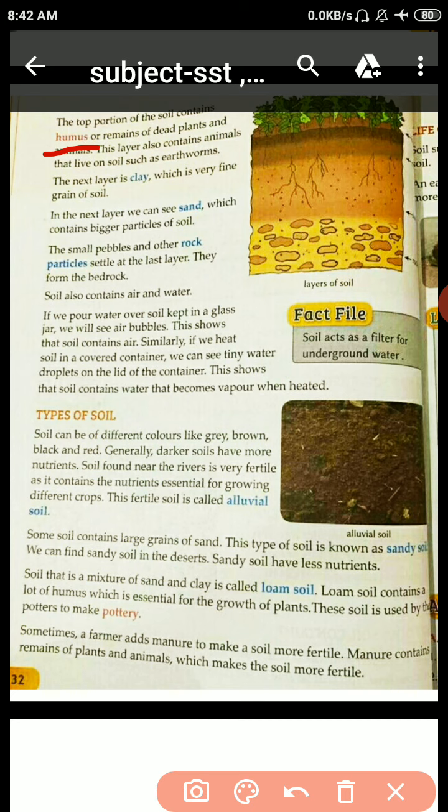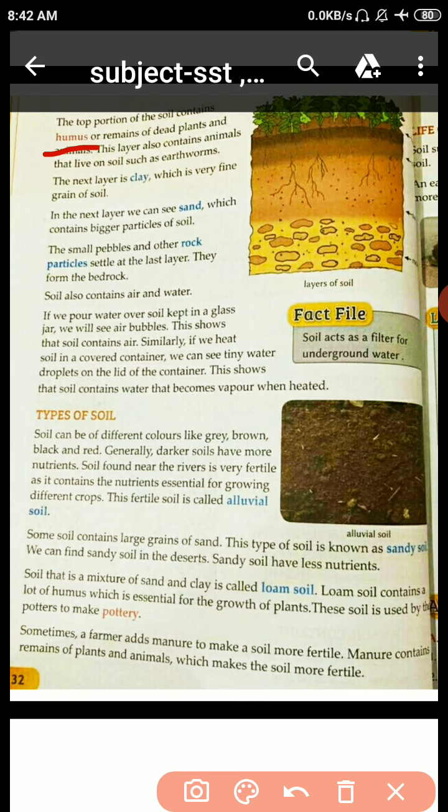And students, you have read earlier that the Himalayan rivers bring with them large quantities of alluvial soil. The top portion of the soil contains humus or remains of dead plants and animals. This layer also contains animals that live in soil, such as earthworms. Earthworms always live in the soil.